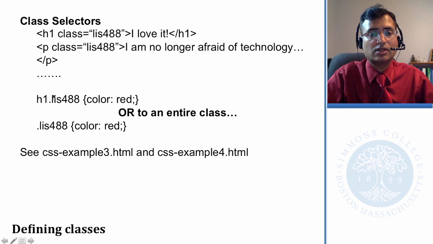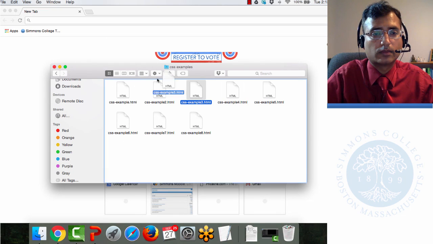Or you might say that rather than specifying that this rule should only work for heading 1 and not for anything else, you might say that .lis488 should be colored red no matter whether it appears in body or heading 1 or paragraph or anywhere else. So let us look at some examples.